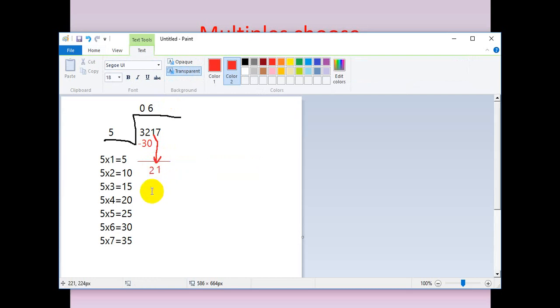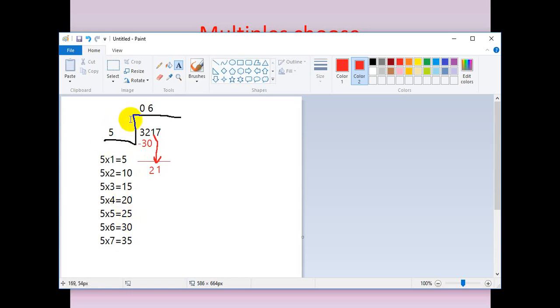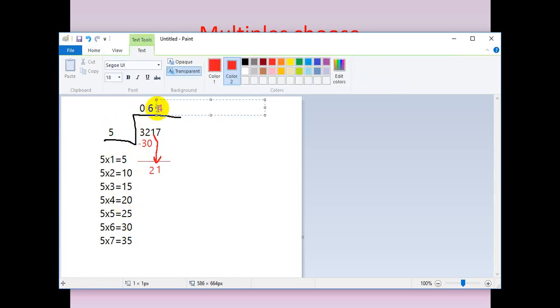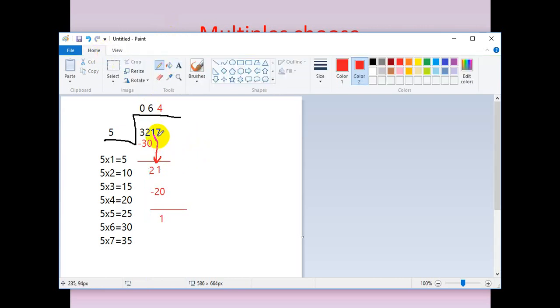Okay, 5 times what near to 21? 5 times 4. We write up 4 and write here minus 20. It will be 1. 21 minus 20, it will be 1. Bring down 7.